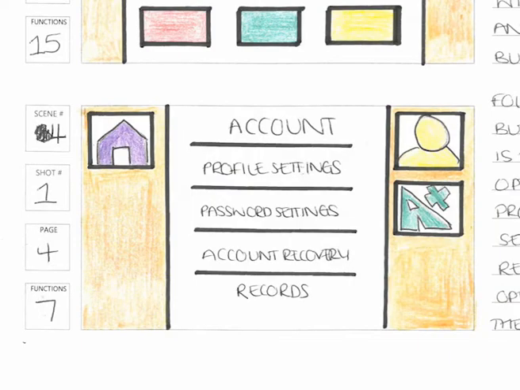Moving on to page 4, this is the accounts button. So this is what will appear if you press the accounts button on the top right corner of the page previously. You can clearly see still the home button, accounts and testing button either side. And now you have the new options of profile settings, password settings, account recovery and records, which can all be accessed through that one button.